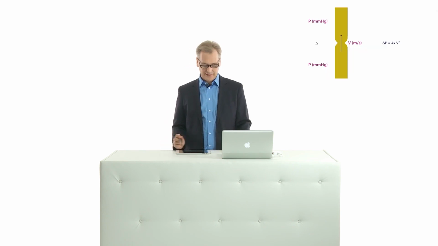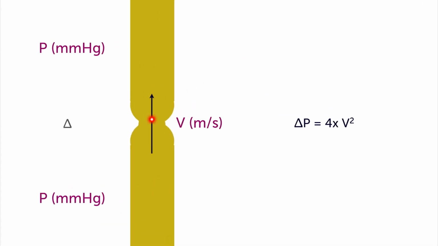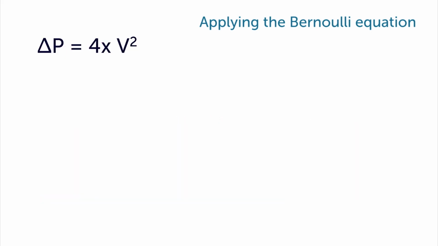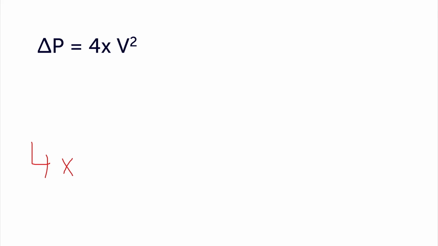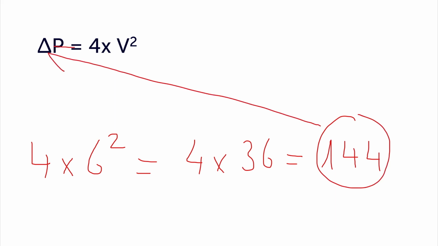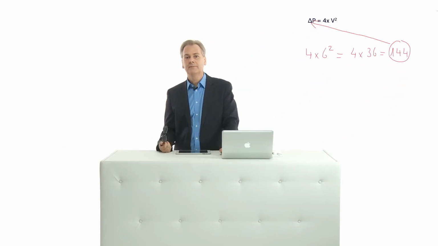Now, what does the signal tell us? Let's go back to this schematic here. This is the stenosis we have. The velocity we measured was 6 meters. All we now need to do is plug it into this formula, and we'll do this right away. We have 4 times 6 squared, okay? That would be 4 times 36, which equals 144, okay? So the gradient we get is 144 millimeters of mercury. Simple, isn't it?